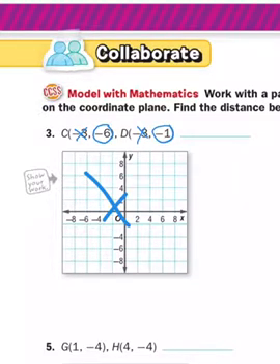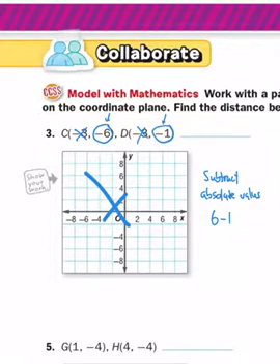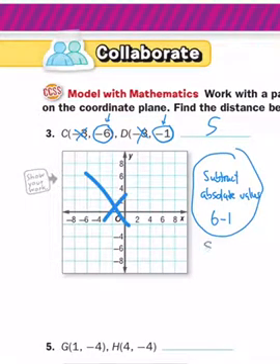So when they're in the same quadrant, you subtract the absolute values. So you would do 6 minus 1. We're subtracting the absolute values of these two, which is 5 units away. Okay, now remember this rule when they're in the same quadrant. Now, I'll go back and show you just if we plotted them.